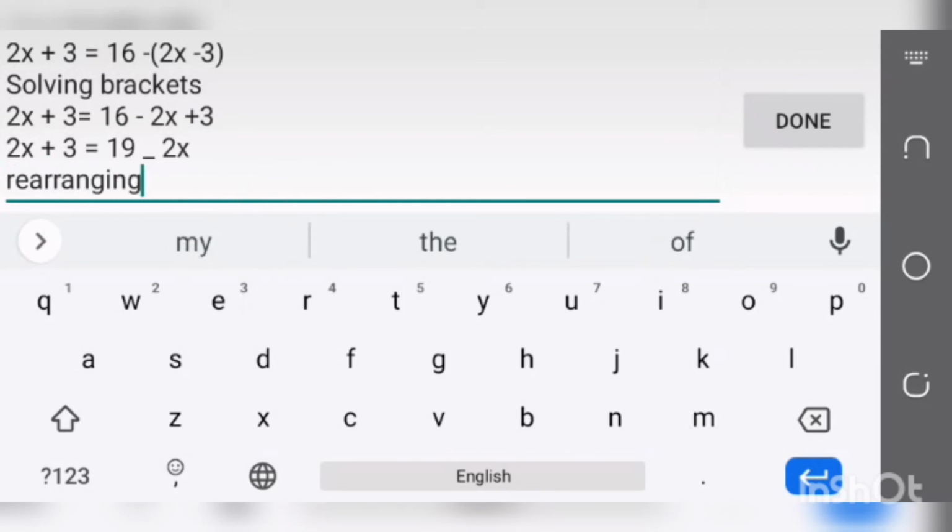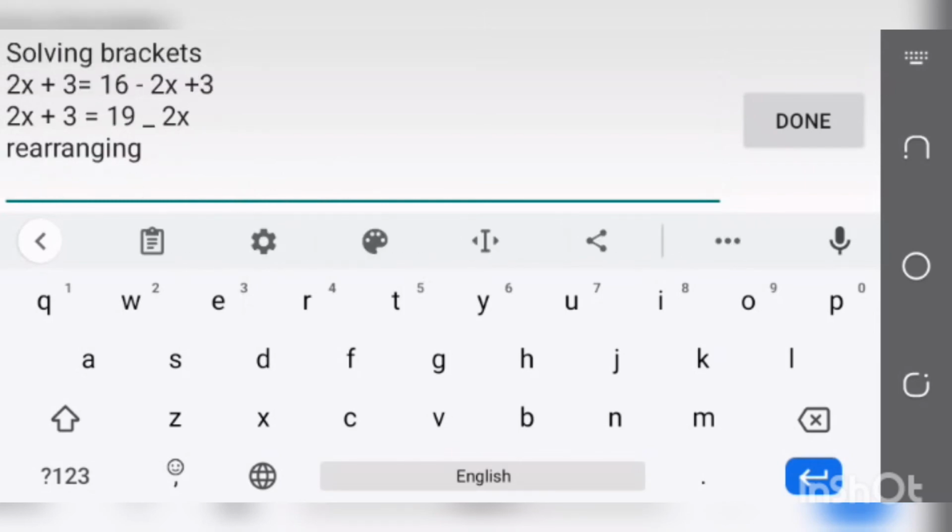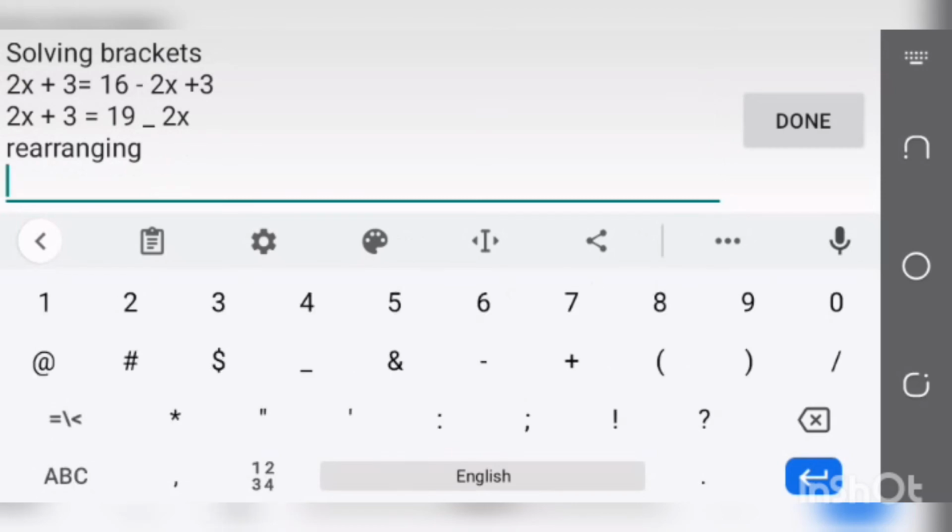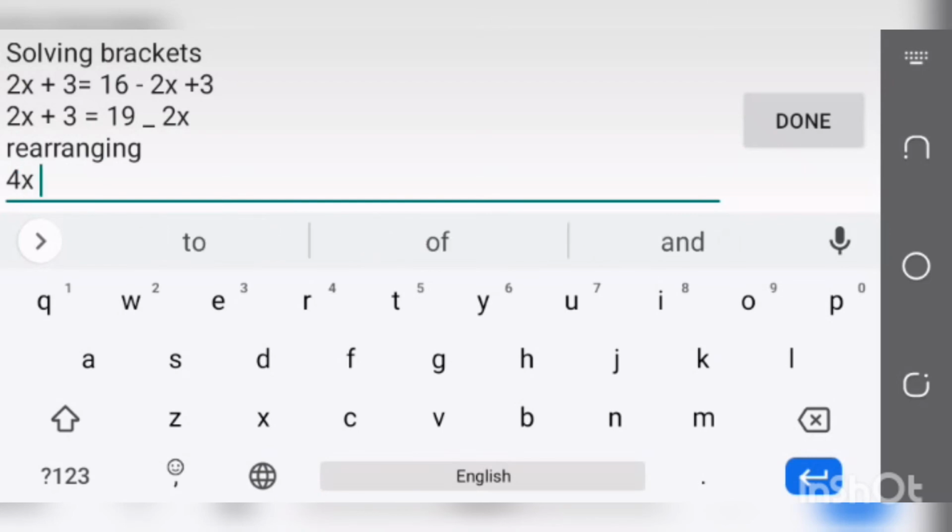I am correcting my spelling. Make sure you are writing the right spelling, not wrong. Hope you are understanding.